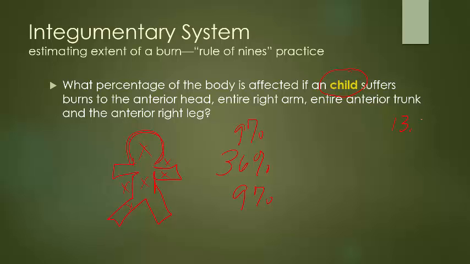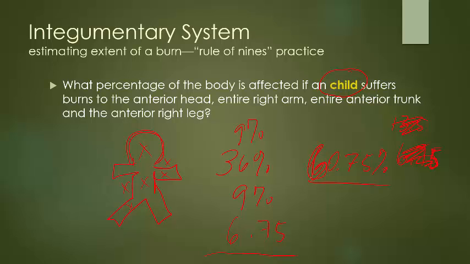So 13.5%. We have to divide that into 2. That's 6.75. That's way too particular, but we're going to go ahead and leave that. So we'll add 6.75 for just the anterior surface of the right leg. So we add this all up. We have, let's see, that would be 45, 54, plus 6.75 is 60.75%.